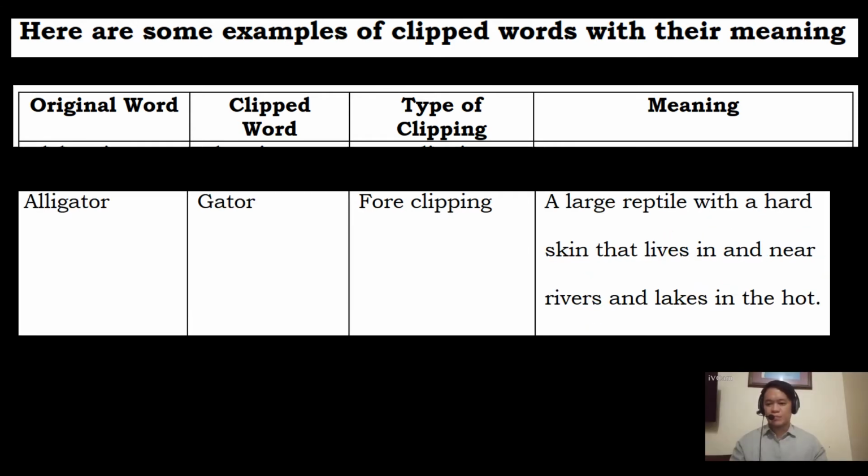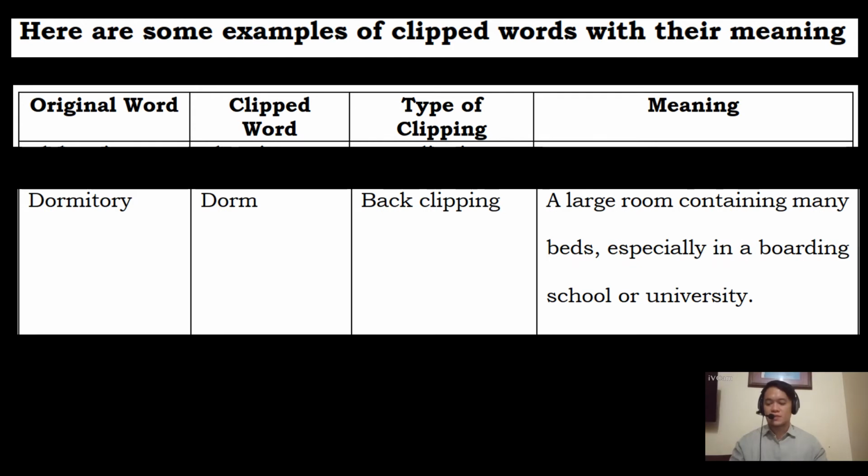Our second example of a clipped word is alligator. The clipped word there is gator, and the type of clipping is fore clipping. The meaning, a large reptile with a hard skin that lives in and near rivers and lakes in the hot. The third one is dormitory. Now the clipped word there is dorm. Type of clipping, back clipping. The meaning, a large room containing many beds, especially in a boarding school or university.